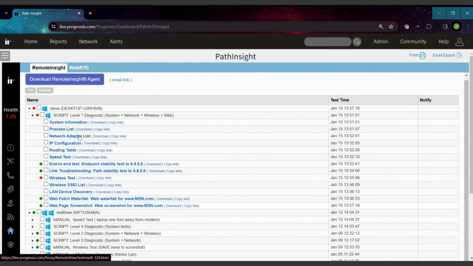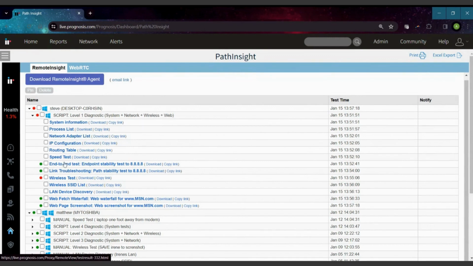There's network adapter information, IP configuration information, routing tables. So all this information is important, so you don't have to go in and ask them to provide that or run some commands or get remote access to the PC to get these details. These are available directly at the management interface that you see here for the IT teams.